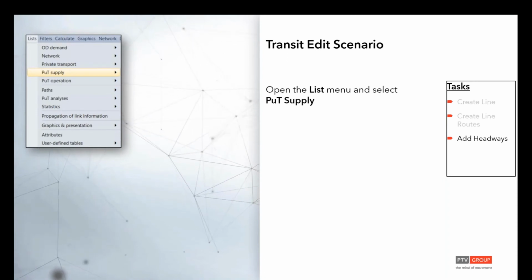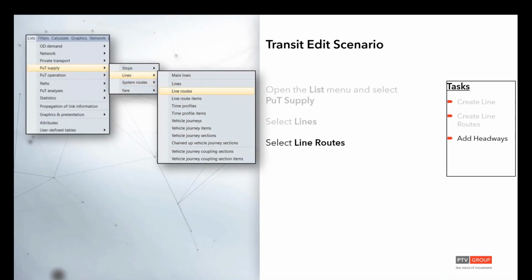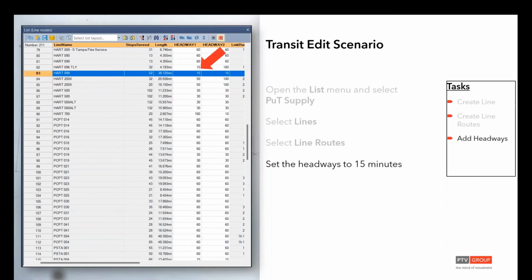So we're going to go to PuT supply. We're going to go to lines. And then in this model, we're going to go to line routes. So there's a list specifically for line routes. And in that list, we have headways. We have peak headways and off-peak headways, so headway 1 and headway 2. And these are defined in minutes. So we can go ahead and set our loop to 15-minute headways. And that should then back calculate into the line itself and create a time profile for us.